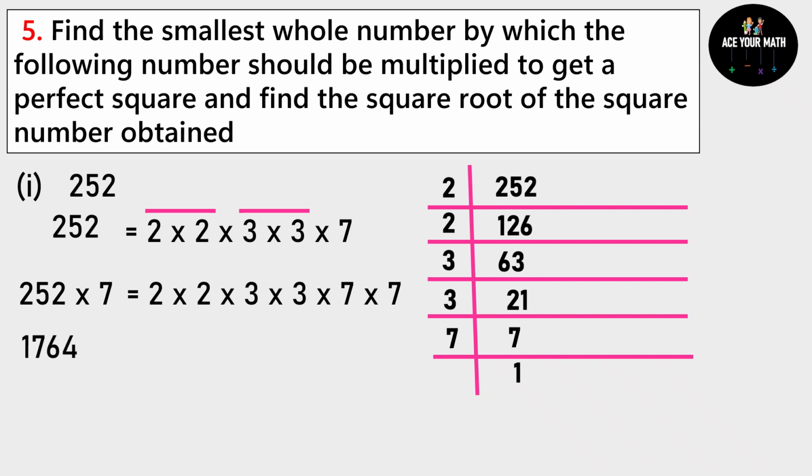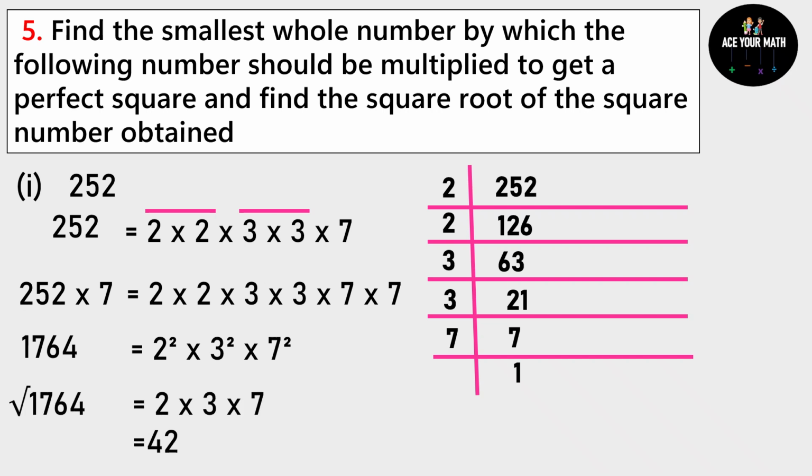Now on the left hand side, on multiplying it by 7, you get 1764. And on the right hand side, you will write the squares of all these numbers. So it will become 2 square, 3 square. Now 7 is also a pair, so you will write 7 square. Now when you find the square root of 1764, you will take all these numbers once only. So it will become 2 multiplied by 3 multiplied by 7, which will give you 42. So the square root of 1764 is 42.